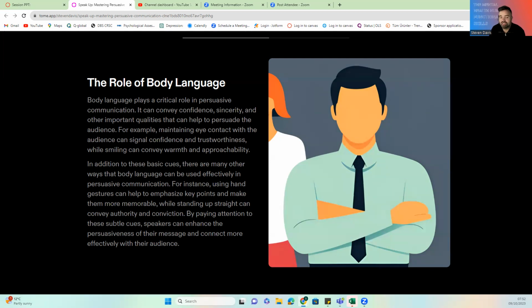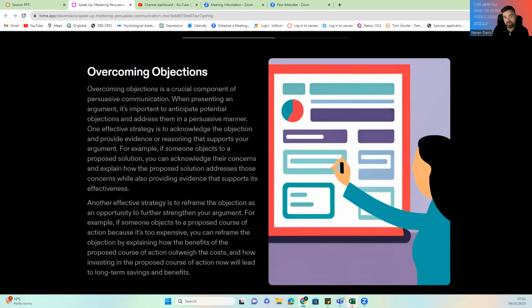By paying attention to these cues, speakers can enhance the persuasiveness of their message and connect more effectively with the audience.